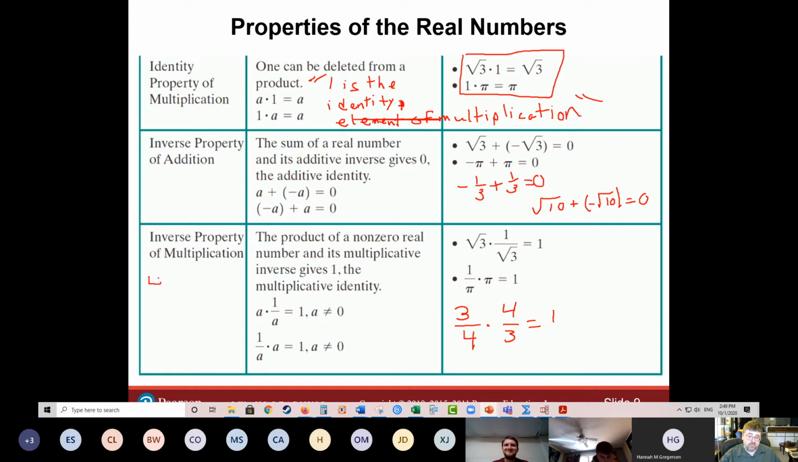Again, any whole number, its multiplicative inverse is just, whoops, not equals, Carl. Any whole number, its multiplicative inverse is going to be that number underneath a 1. Any fraction, its multiplicative inverse is going to be swapping the numerator and the denominator.